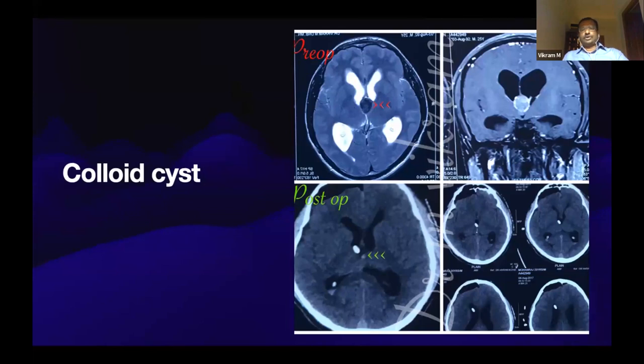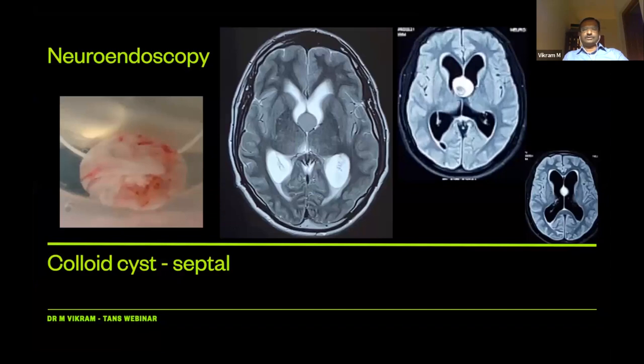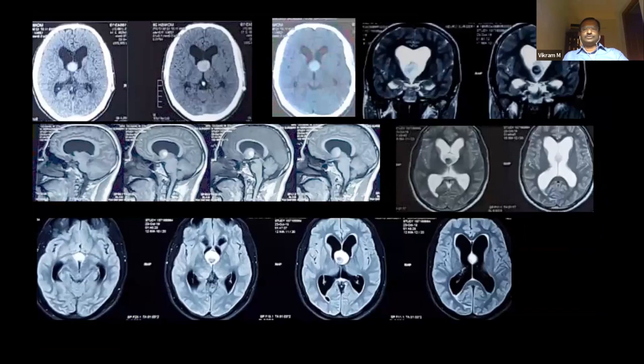And we all know that for intraventricular tumors, the standard approach is the neuroendoscope when there is hydrocephalus along with a colloid cyst due to obstruction. And we all know how the colloid cyst is removed. However, let me show you a case example, which is a septal colloid cyst, which is a bit larger and involving the septum as well. These are the CT and MRI images.